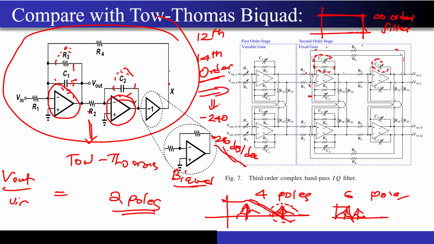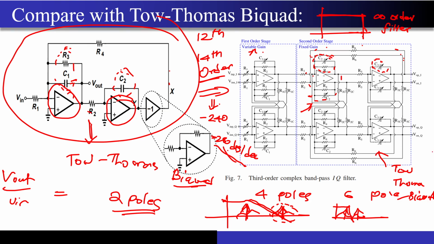Now, this was just one stage. This was just one of the stages that I just told you. Now, if you see the way they have designed the filter, this was their first stage, and this was their second stage. This second stage you can easily identify as a Tau Thomas bicord.